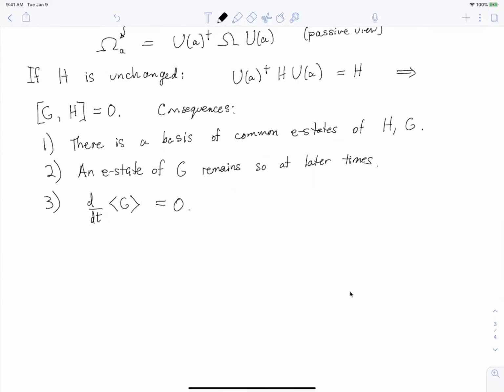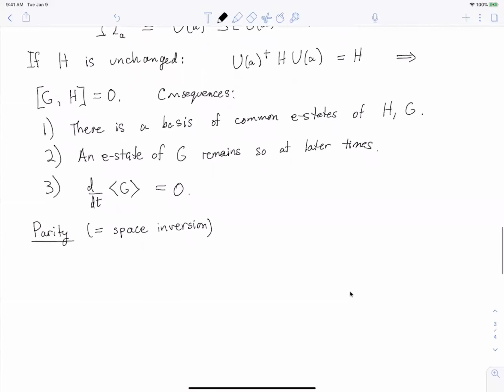Okay, so not all symmetries, though, are continuous ones. And the best example of one that's not a continuous symmetry is parity. And since we've already sort of seen some of the consequences of parity, parity, by the way, is also known as space inversion. And what is space inversion? It's what happens when you take x, the coordinate, and replace it by minus itself, and do the same thing for momentum.